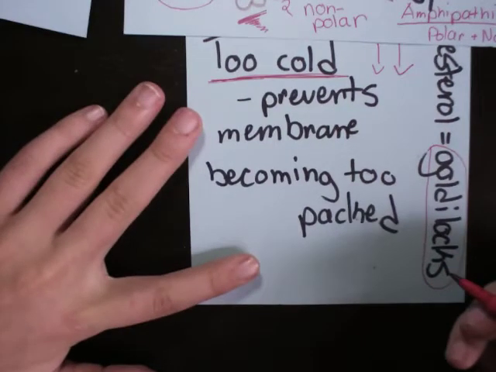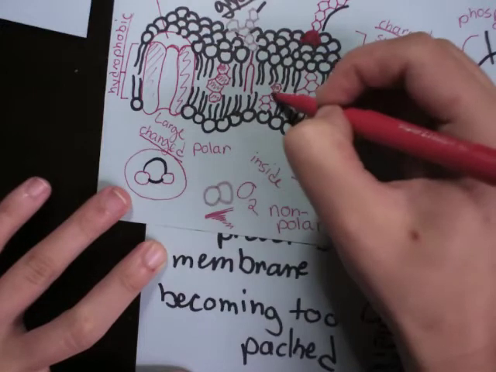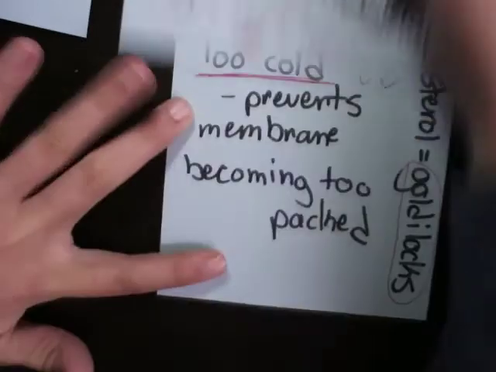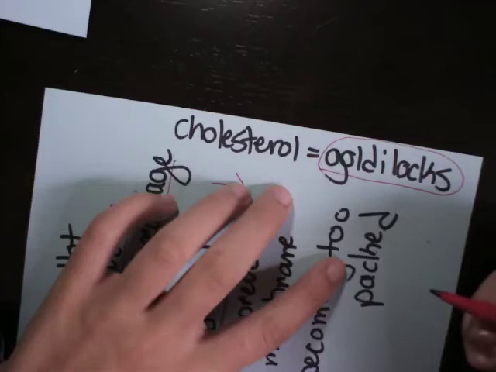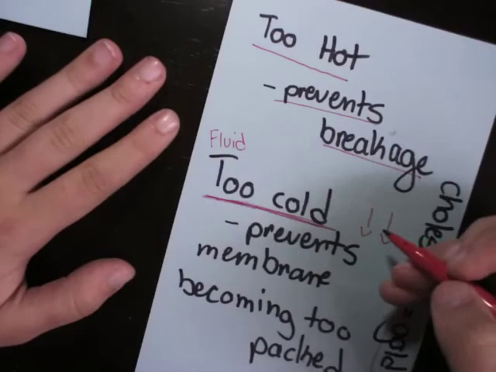It keeps these phospholipids just a little bit far away from each other in certain places. That prevents them from becoming too densely packed. So again, it's like Goldilocks. Cholesterol keeps damage to our permeability from occurring when things are either too hot or too cold.